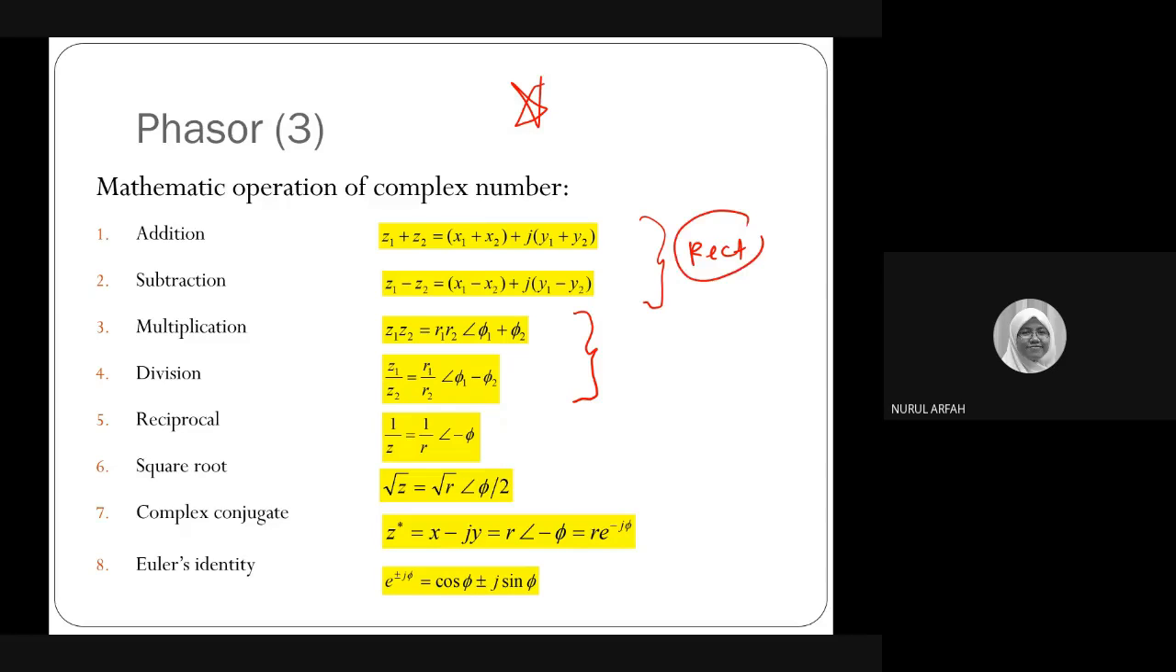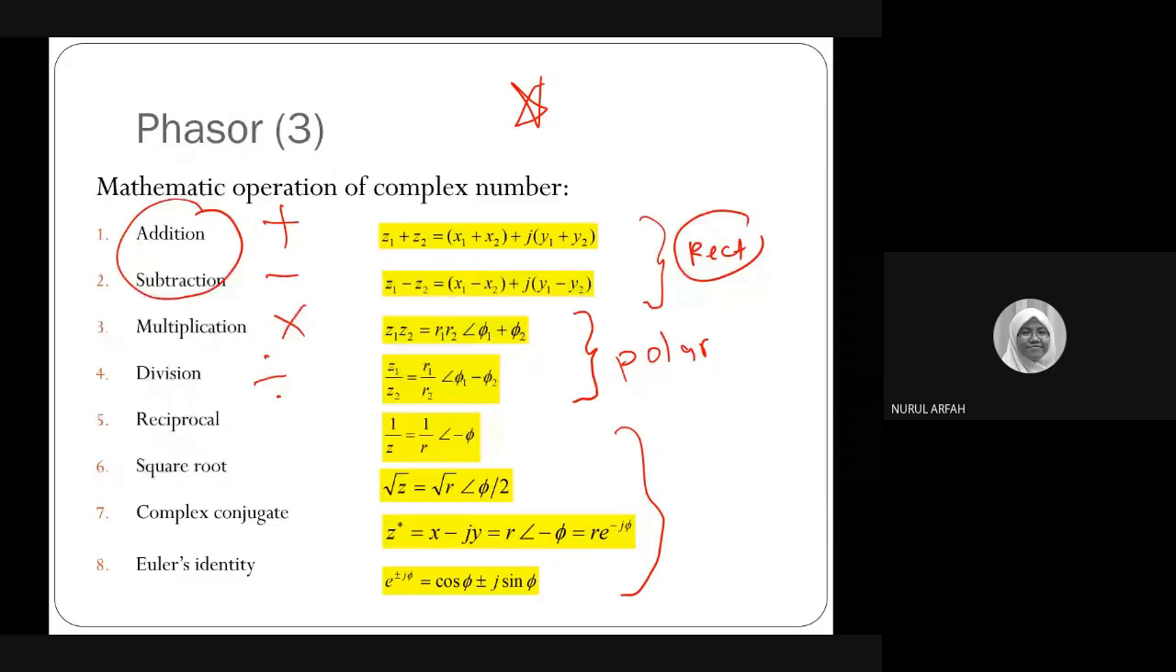For multiplication and division, I say rectangular form because it is easier to solve addition and subtraction in this form. For multiplication and division, you are going to have it in polar form, because it is easier to solve in that form. And then reciprocal. All these four are just rules that you are going to try to understand.